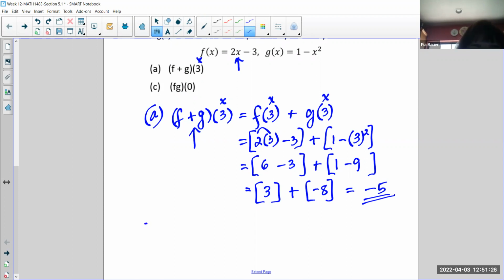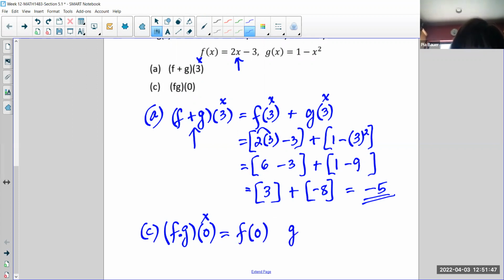Now we're going to look at part C, and it says fg of 0. So first of all, make sure you realize this means multiplication and the x equals 0. So you're going to substitute that x for 0 into f. So you're going to find f of 0. You're going to find g of 0. You're going to substitute the x equals 0 into g, and whatever the results are, you're going to multiply them.